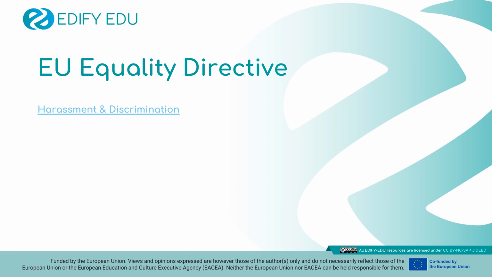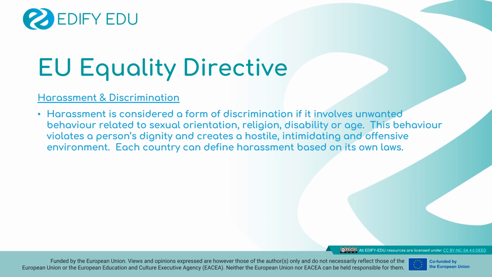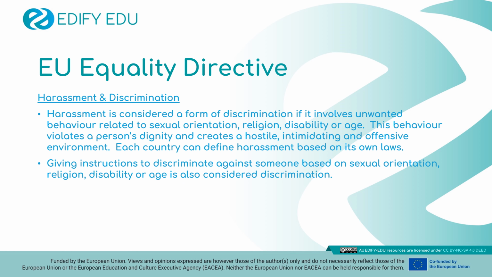Harassment and discrimination. Harassment is considered a form of discrimination if it involves unwanted behavior related to sexual orientation, religion, disability, or age. This behavior violates a person's dignity and creates a hostile, intimidating, and offensive environment. Each country can define harassment based on its own laws. Giving instructions to discriminate against someone based on sexual orientation, religion, disability, or age is also considered discrimination.